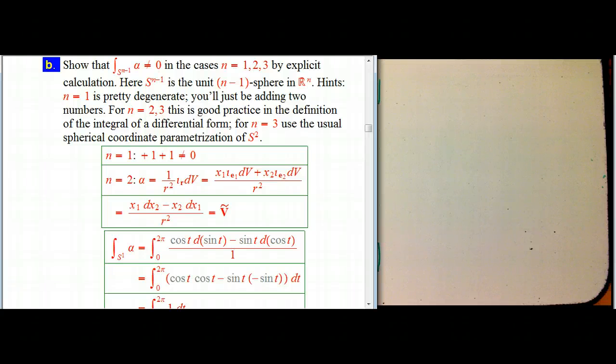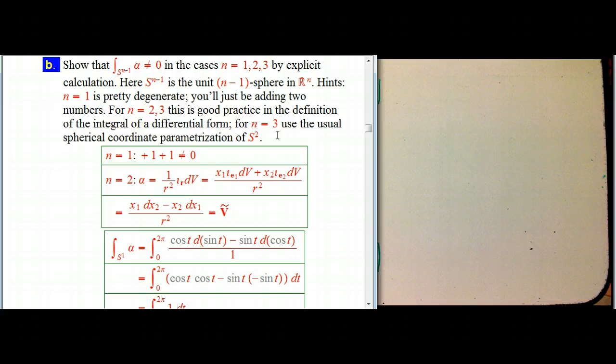Let's continue with analyzing this form alpha in various different dimensions. We figured out it's a closed form, and we want to show that it's not exact as a form on Rn minus the origin. We did n equals 1 and n equals 2. Now, let's do n equals 3.